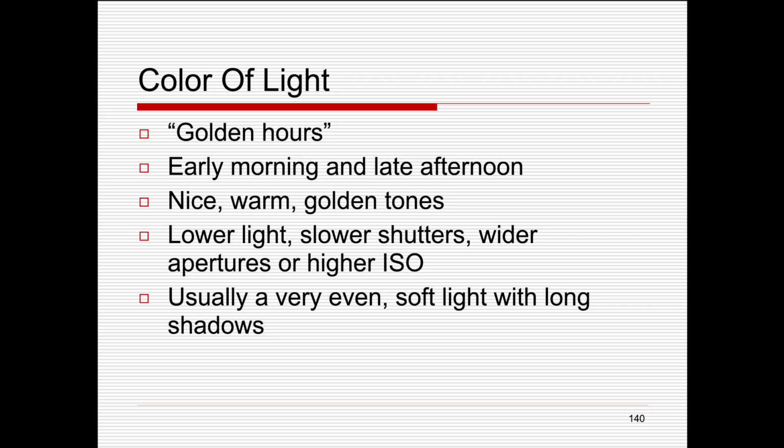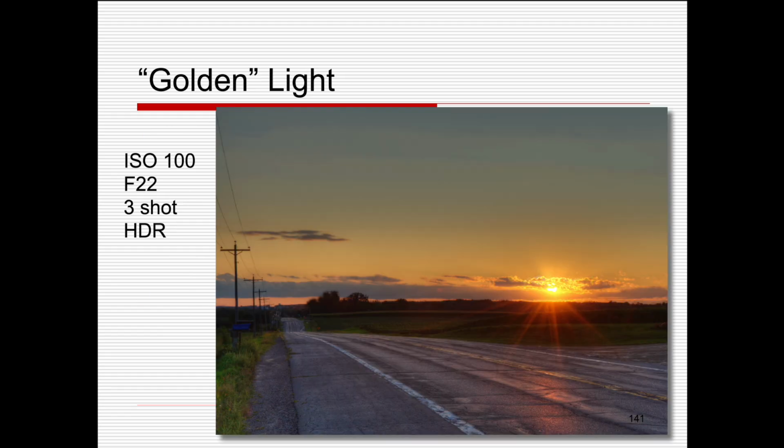In the golden hours, it often involves lower light, slower shutters, maybe wider apertures, or even higher ISOs. It's usually a very even, soft light with long shadows. Here's an example of a golden light picture.